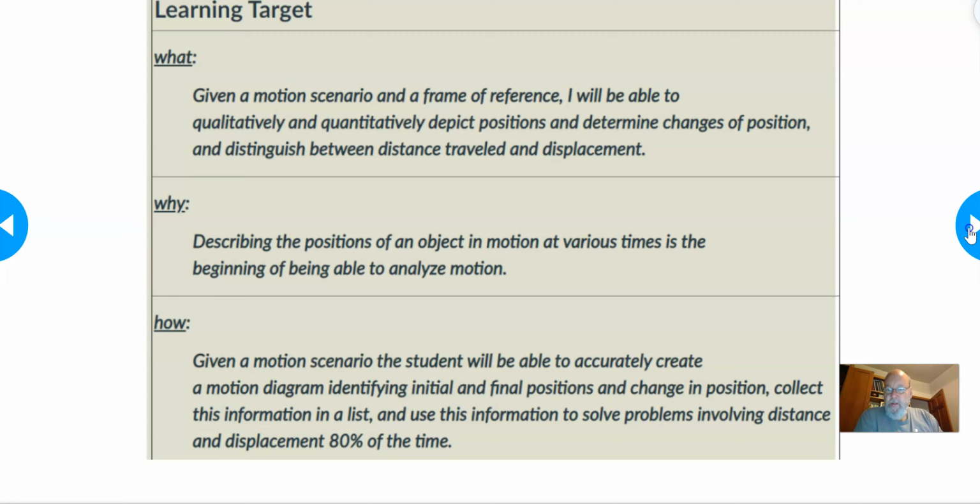And we need to do this because describing the position of an object in motion at various times is the beginning of being able to analyze motion. I need to show where the object is at an initial point and a final point in order to be able to describe its motion, right? And given a motion scenario, you'll be able to accurately create a motion diagram, identifying initial and final positions and change in position, and collect this information in a list and use this information to solve problems involving distance and displacement.